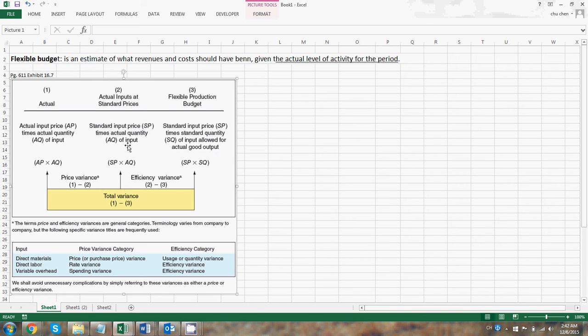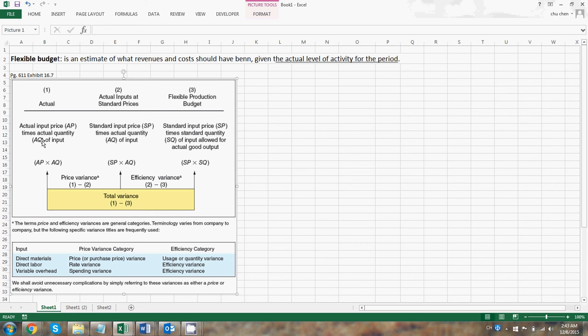We try to figure out what is the standard quantity of input allowed for the 2,000 laptops of output. So it should be based on actual output. Let's take a look at the left hand side. It's the actual input. It should be the AQ of input allowed for actual good output, but the books do not put down "allowed for actual output" because it's already actual quantity, so you don't need to. It actually implies this is the AQ of input allowed for actual good output.